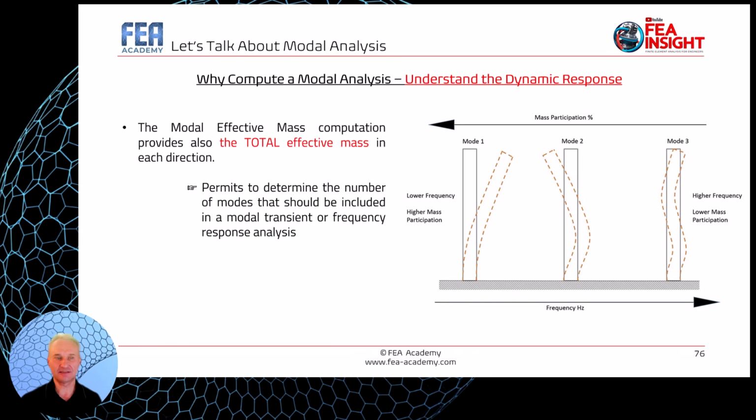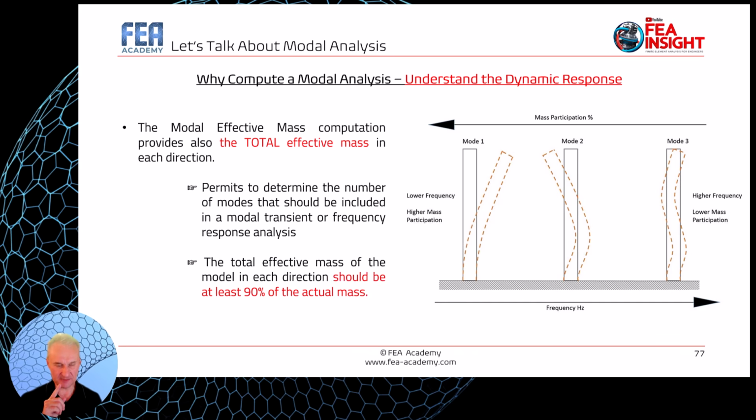So it means that the modal effective mass computation provides the total effective mass in each direction. It permits determining the number of modes that should be included in a modal transient or a frequency response analysis. And why is it important? It is because the total effective mass of the model in each direction should be at least 80% of the actual mass of the system that you are going to analyze.